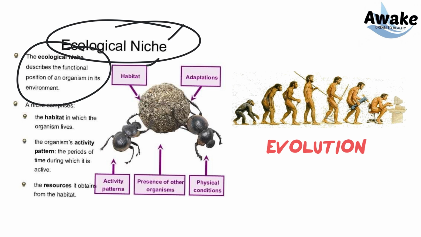So generally this ecological niche is talking about the functional role, how they are actively participating, how they are responding to a particular situation, and how they are obtaining their resources.